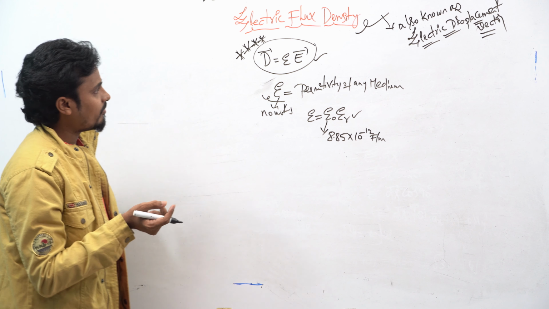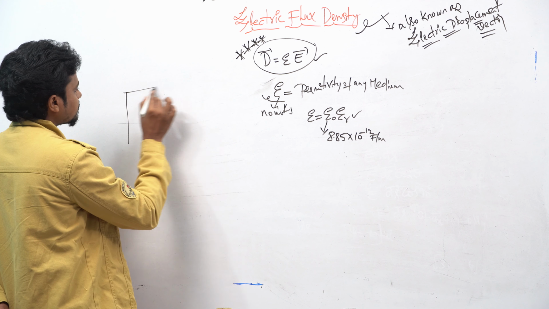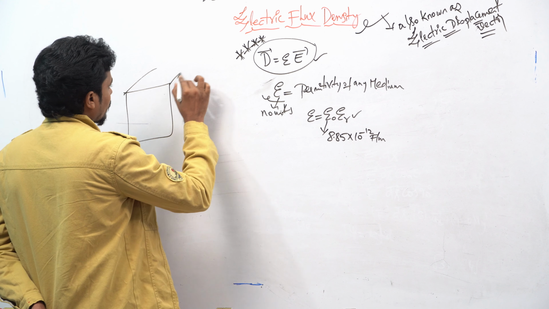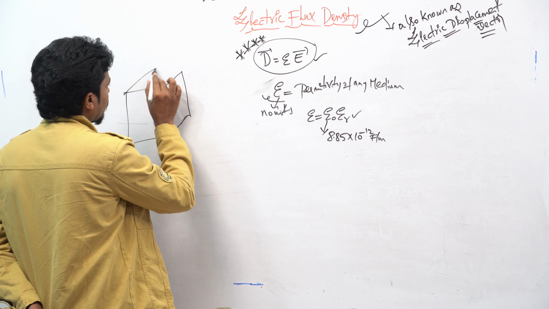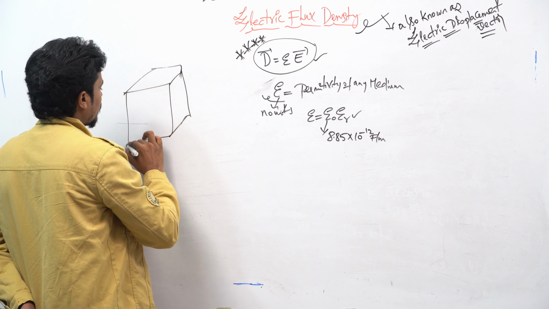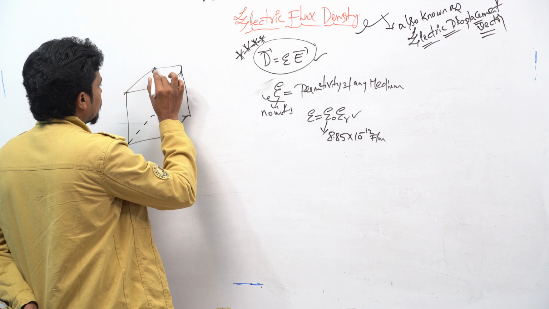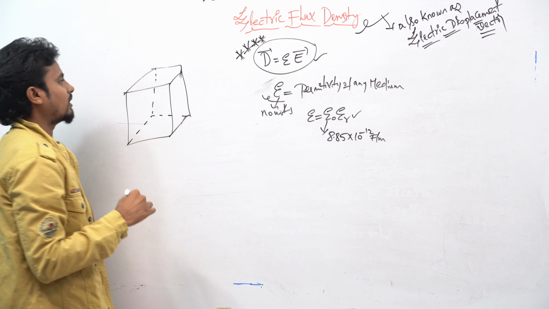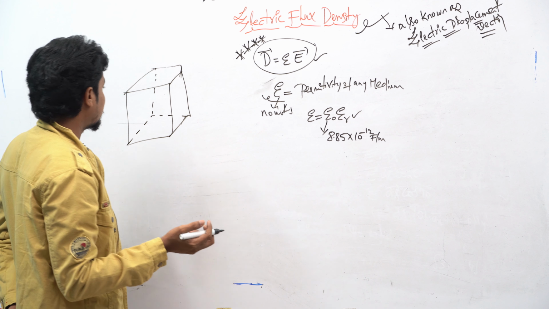For example, if I take this as my cube. I don't think I will get a perfect cube or not. Please adjust yourself.